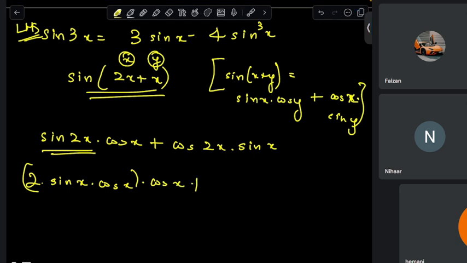This cos A minus cos B formula and all is too much, sir. Can't help.